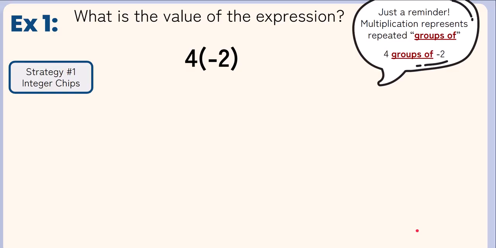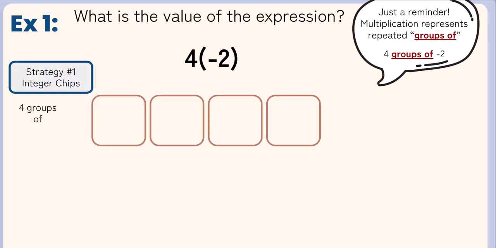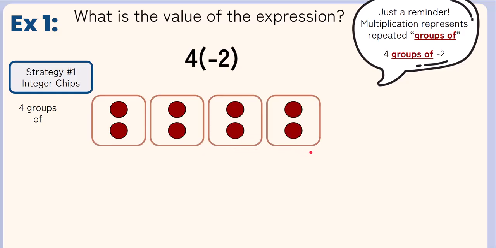The first model we're going to use is integer chips. Since the expression says 4 groups of -2, you can see that we have 4 groups, and -2 will be represented by red and yellow counters. In this case, the red counters represent the negatives. So here's 2, here's another group, here's 3 groups of -2, 4 groups of -2, and in total you should have -8.